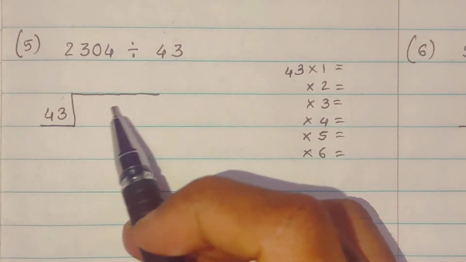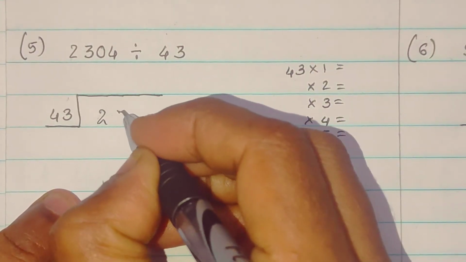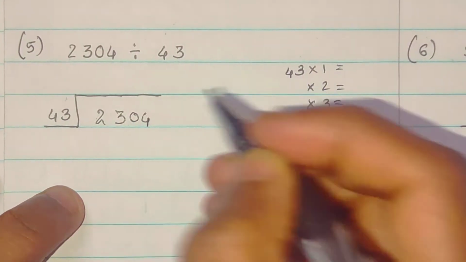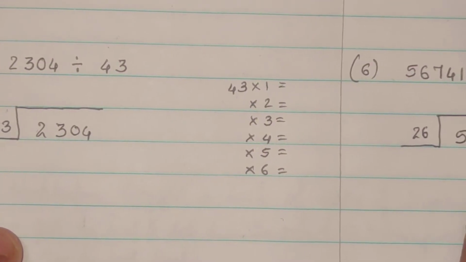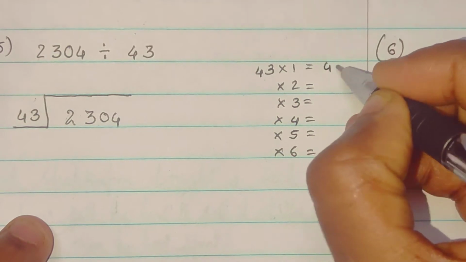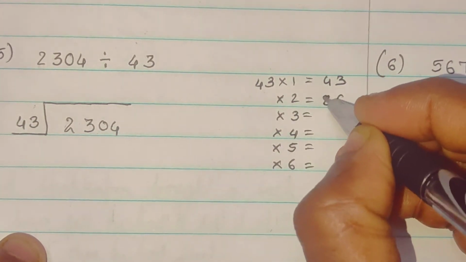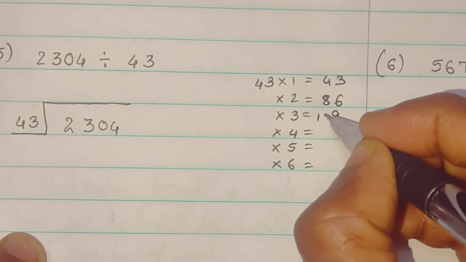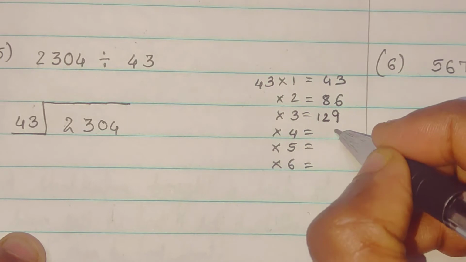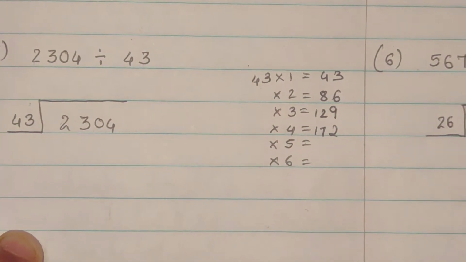Fifth sums. So 2304 divided by 43. So 43 table. 43 1s are 43. 2s are 2 3s are 6, 2 4s are 8. 3 3s are 9, 3 4s are 12. 4 3s are 12, 1 carry, 4 4s are 16, 17.